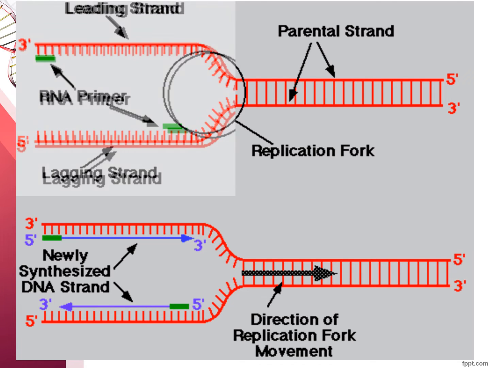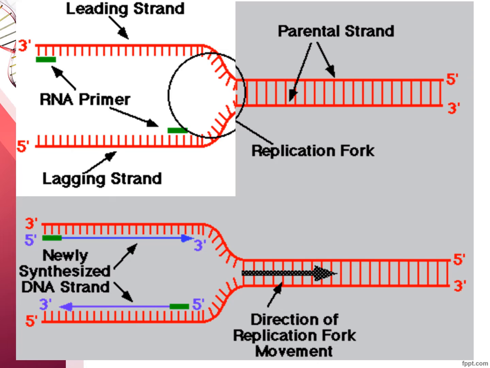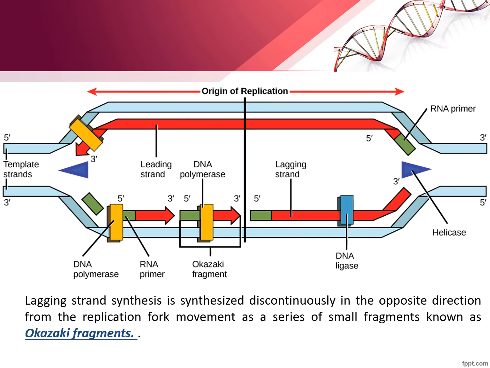The leading strand synthesis begins with the synthesis of an RNA primer by DNA polymerase at the replication origin. The leading strand synthesis then proceeds continuously in the direction of the replication fork movement. Lagging strand synthesis is discontinuous, in the opposite direction from the replication fork movement, as a series of small fragments known as Okazaki fragments. It was Reiji and Junichi Okazaki who discovered the Okazaki fragments in 1968.